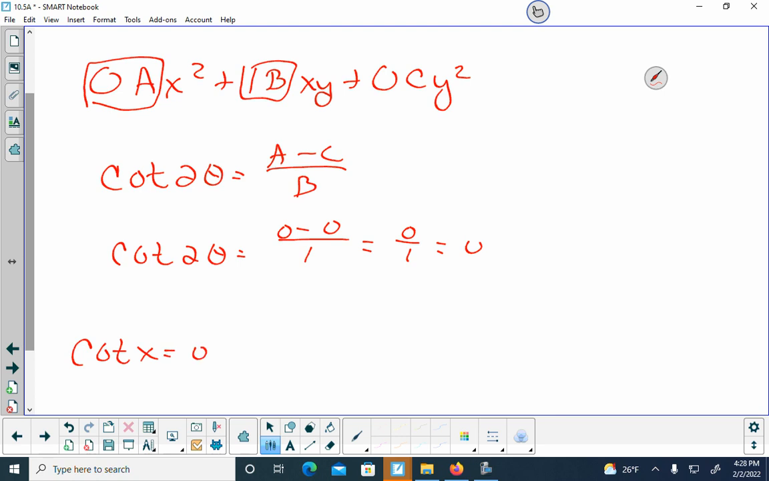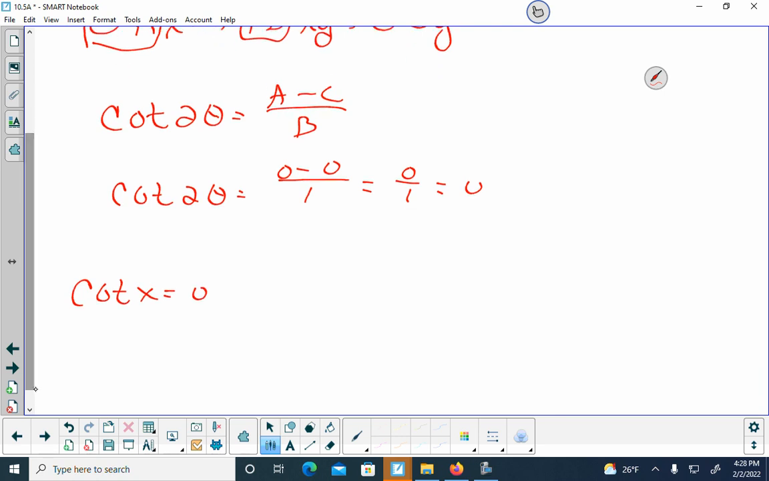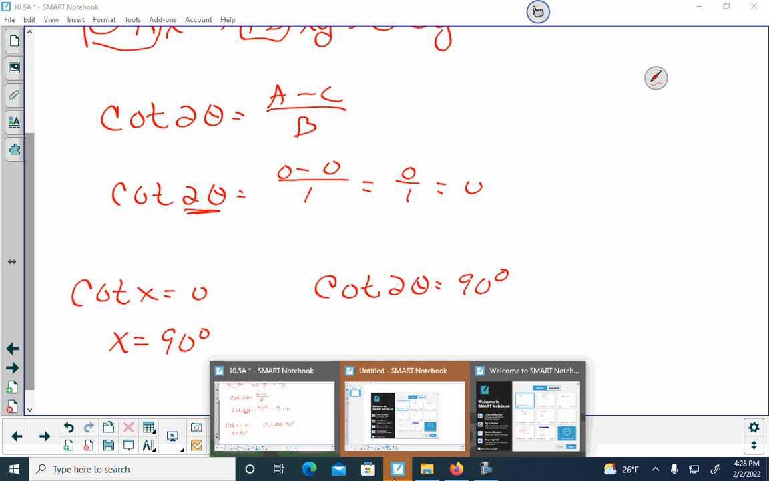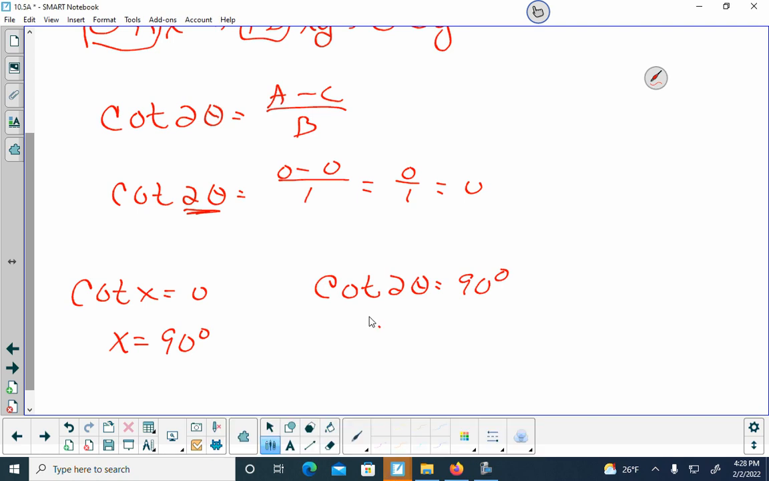And hopefully you remember your trig, and you say, well, gee, Mrs. Ward, I know that happens when x is equal to 90 degrees. But I didn't have just one theta, I had 2 thetas. So the cotangent of 2 theta is equal to 0, which means 2 theta is equal to 90 degrees, which means 1 theta is equal to 45 degrees.